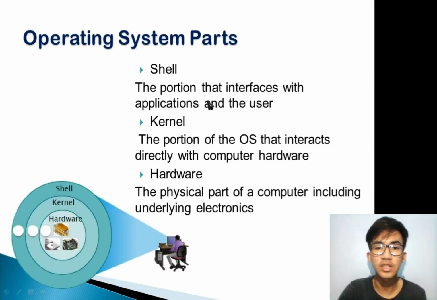So this is the operating system part. The shell is the portion that interfaces with applications and the user. The kernel is the portion of the OS that interacts directly with the computer hardware. The hardware is the physical part of the computer, including the underlying hardware, like the motherboard and the hard drive. All of that is the hardware and everything that makes the PC work. So this is the layer of hardware, kernel, and shell.